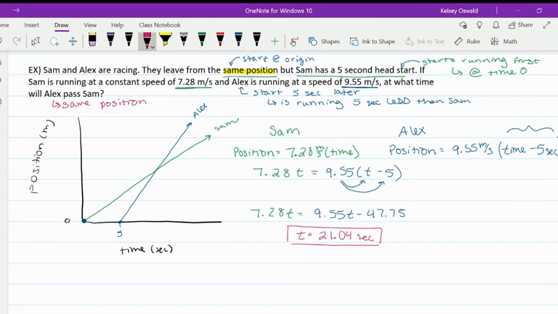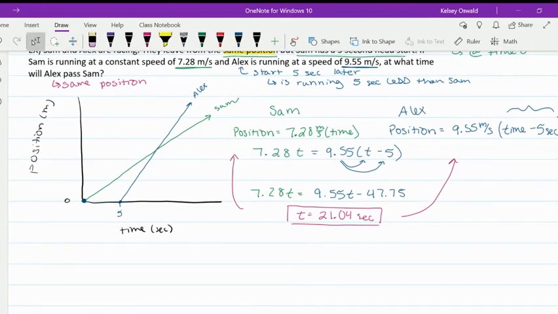Okay, and keep in mind, we're considering time 0 to be when Sam leaves. So they need 21.04 seconds after Sam leaves. If we wanted to find what position they meet at, we again could just plug that time into either one of these equations. It does not matter, since when they meet, they will be at the same position. So we could just do 7.28 times our time of 21.04, and we should find that they meet at a position of 153.14.